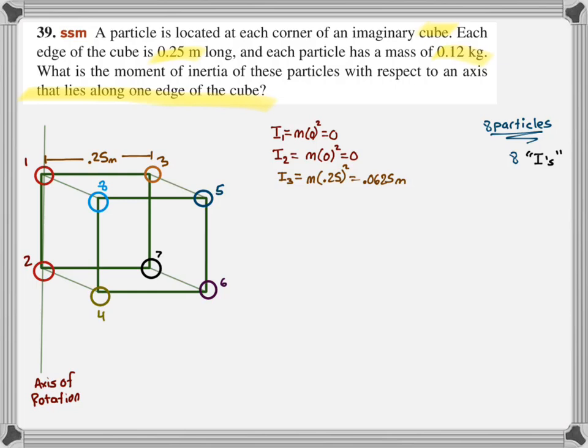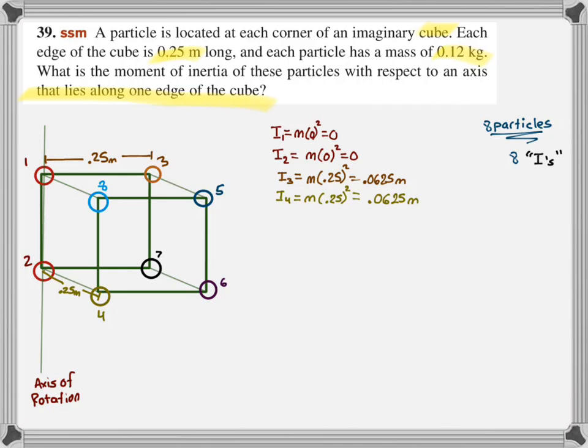For the fourth one, even though the fourth one's on the lower edge of the cube, the axis of rotation is still between particles 1 and 2. So the perpendicular distance from the axis of rotation is still 0.25 meters. So I4 is still m times 0.25 squared. Again, the moment of inertia for particle 4 is also 0.0625.